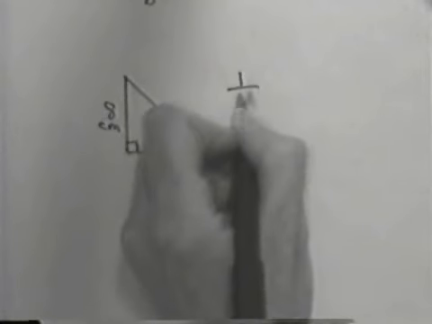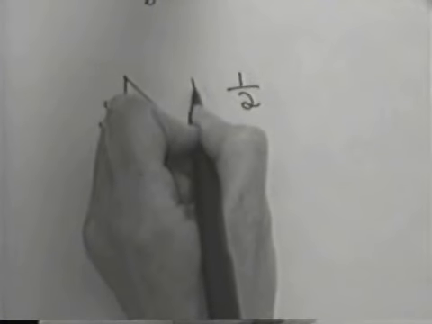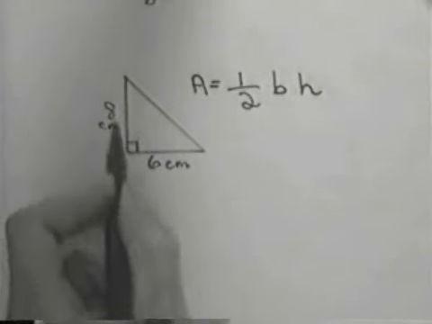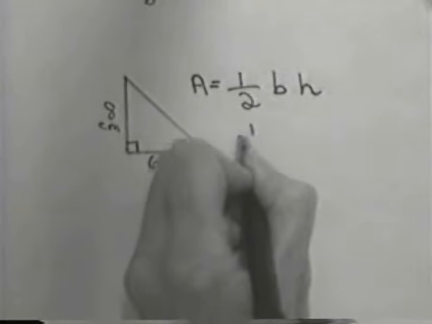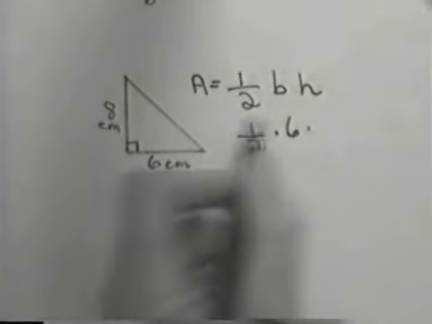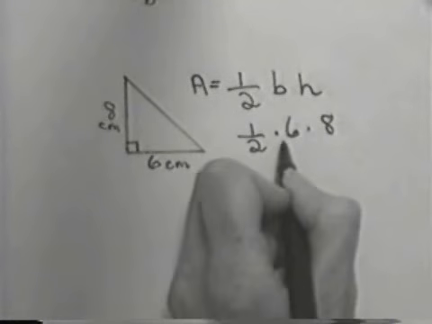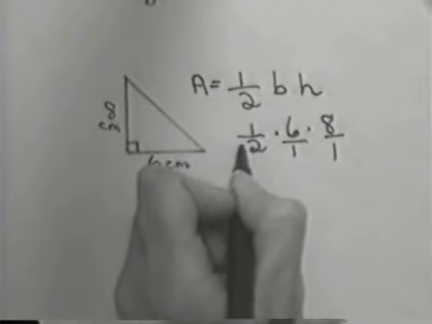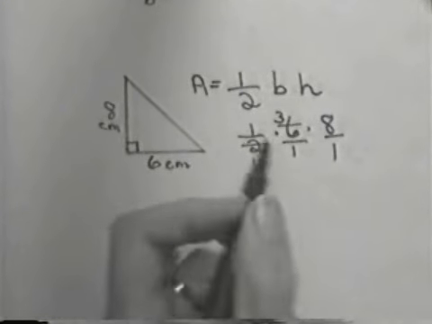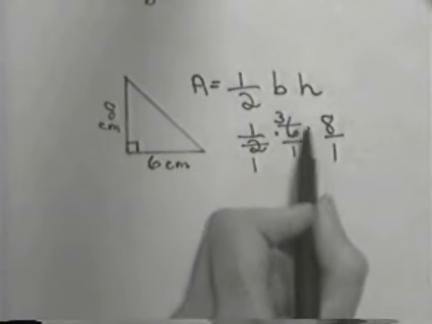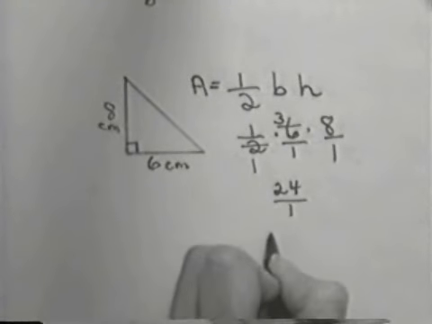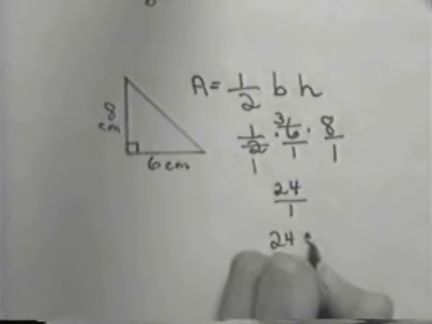So when you go to your formula, your area is 1/2 your base times your height. You would just use the numbers right there in the picture. It'll be 1/2 times the 6 times the 8. And we put 1's under here and then cancel. 2 into 2, 1. 2 into 6 is 3. We're going to end up with 1 times 3 times 8, or 24, over 1. So our answer is going to be 24 square centimeters.